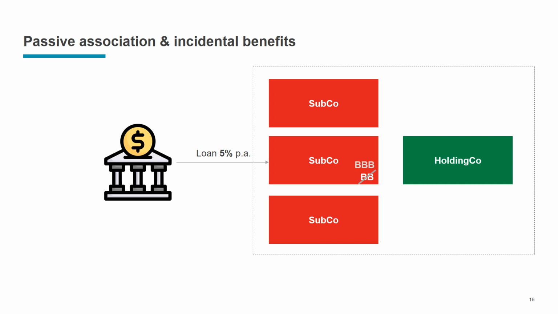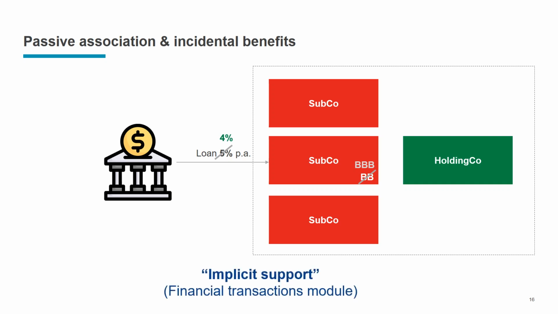We'll be discussing this in the financial transactions module. So just because of the fact that Subco belongs to a multinational group, it can get a higher credit rating. In this case, it's triple B, which is higher than double B. And because of that, the bank is ready to give a loan with a lower interest because this company belongs to a multinational group and the bank assesses the creditworthiness of the subsidiary company as better than on a standalone basis. So this is an example of so-called implicit support, which we will be discussing further.